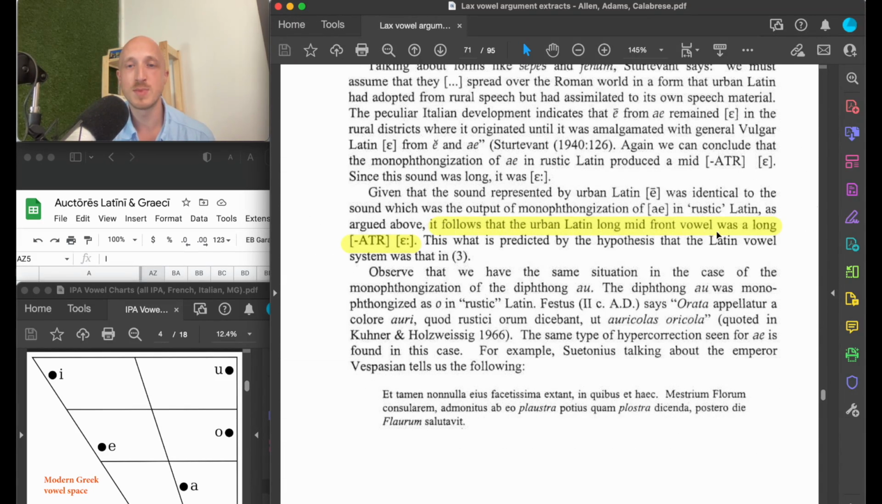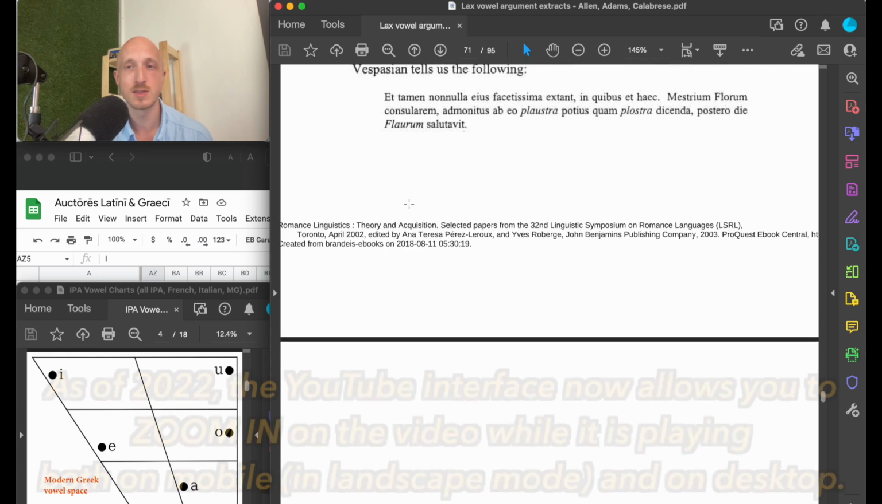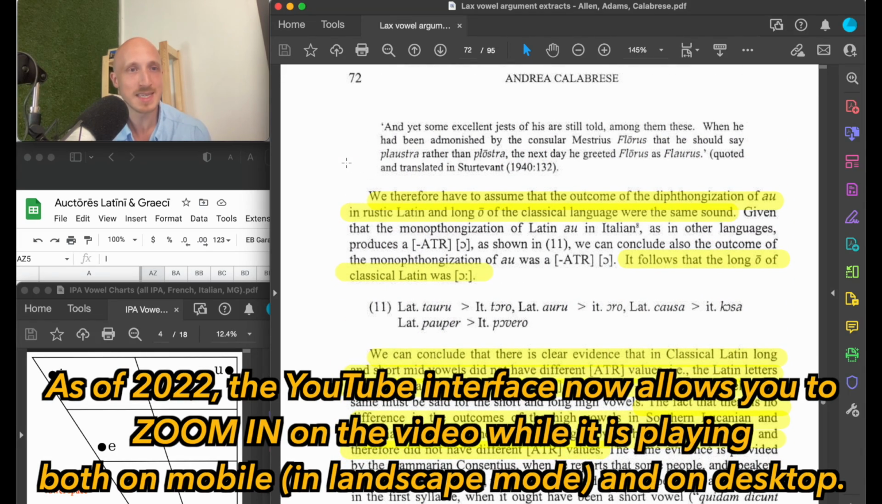It follows that the urban Latin long mid-front vowel was long e. So Calabrese cites a lot of excellent evidence. We've basically already seen it. It's just that Adams wasn't really considering the Romance stuff in detail in order to really notice that the Allen system just isn't supported. Or maybe he did and just didn't feel like critiquing that model.